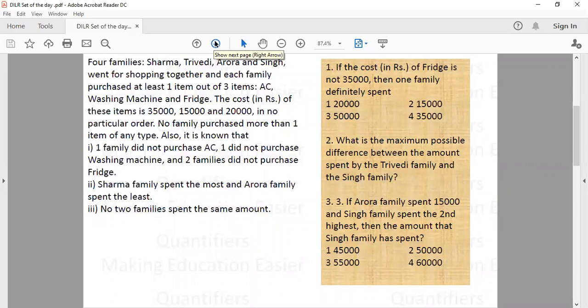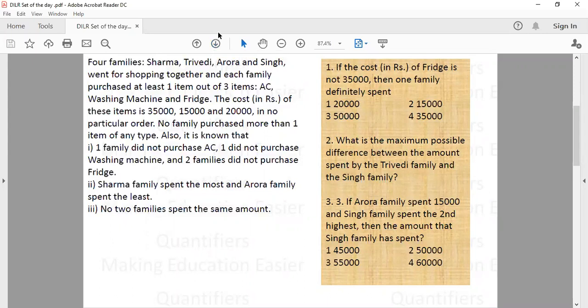I hope कि आप सबने ये solve किया है. And if you have not solved this one, I would recommend that please pause this video and first of all solve this set yourself. Let us now discuss this.